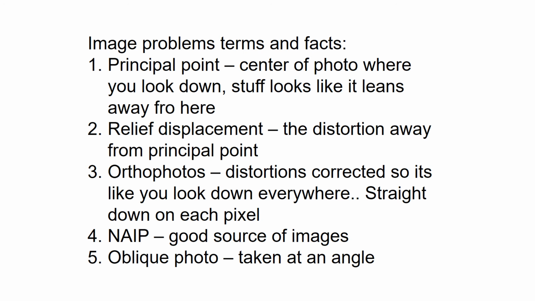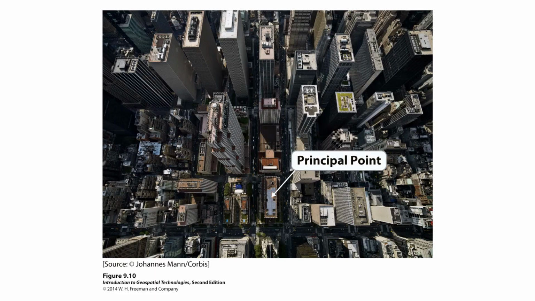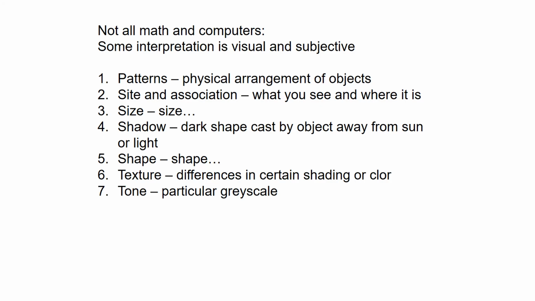NAIP is a good source of images. It's the National Agricultural Image Program, and they've basically flown around and taken pictures of all the farmland. An oblique photo is taken at an angle, not straight down. There's the principal point. Notice how the buildings appear to kind of lean out and away from that.